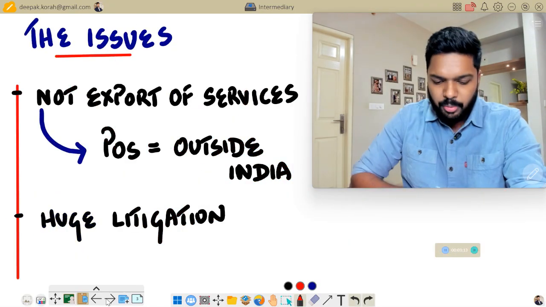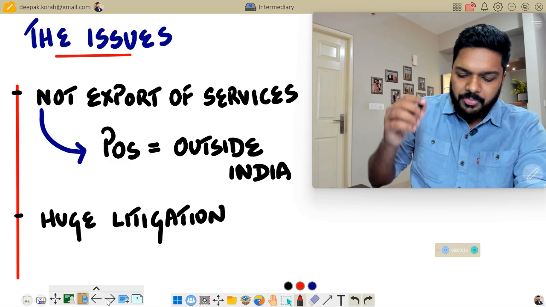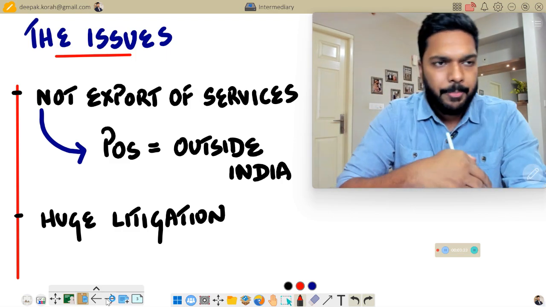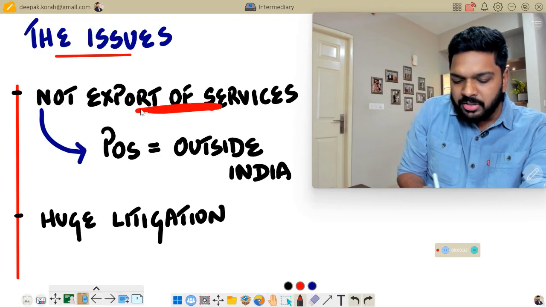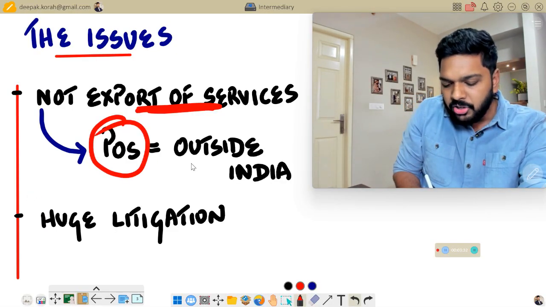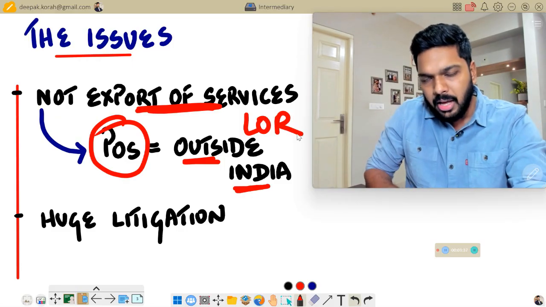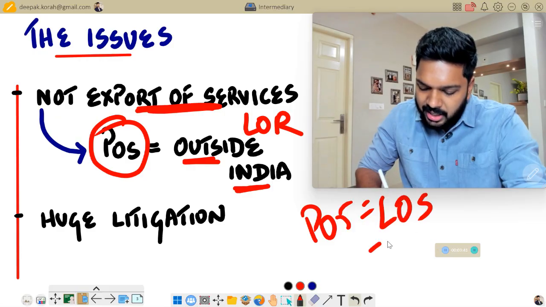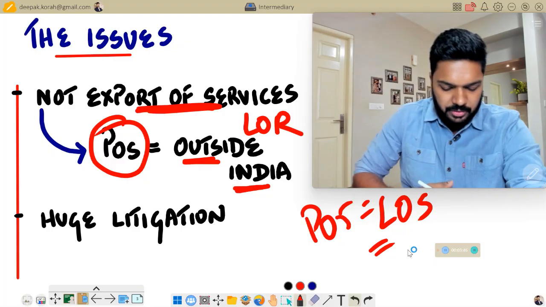Now, because of this existing provision, there was a lot of hue and cry from a lot of intermediaries, because their services, although provided to a person located outside India, for which payment is received in foreign currency, do not tantamount to export of services. For export of services, the place of supply should be the location outside India, that is the location of the recipient, the US vendor in this case. But under the existing provision, POS is equal to LOS, that's basically the location of the intermediary himself, which is in India, and therefore it does not amount to an export of service.